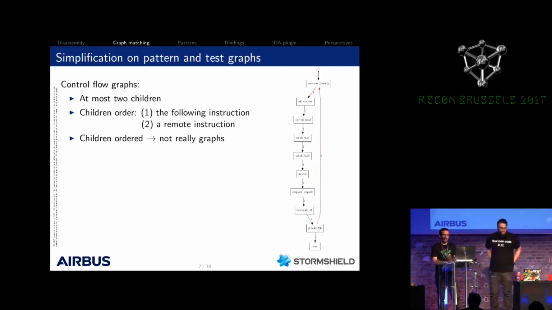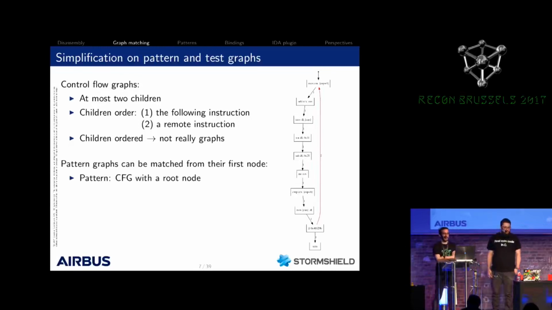Another property is that the children are not symmetrical. Usually you will find that one of the children is directly the following instruction, the next address, and the other child is a remote instruction somewhere else in the program. So we cannot invert them. So we will force that in our graphs, you cannot invert the order of children. What you need to see now is that once we say that children are ordered in the graphs, the objects we're manipulating are not really graphs anymore, and that will help us have a very fast matching.